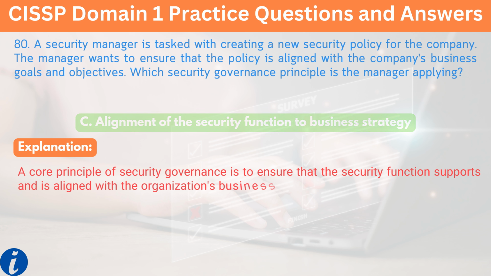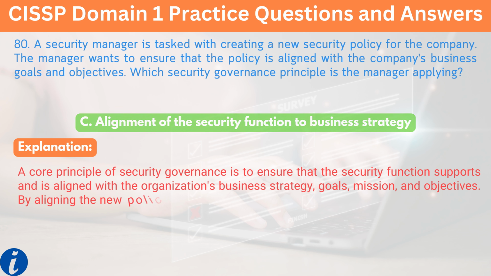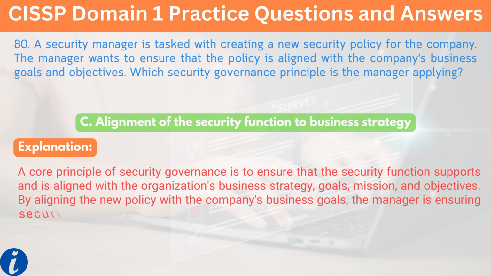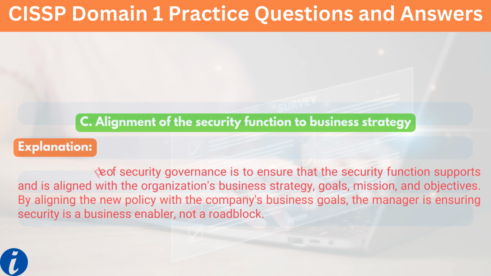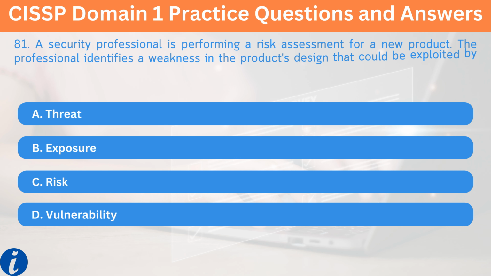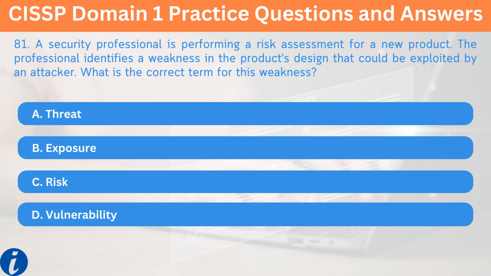A core principle of security governance is to ensure that the security function supports and is aligned with the organization's business strategy, goals, mission, and objectives. By aligning the new policy with the company's business goals, the manager is ensuring security is a business enabler, not a roadblock.